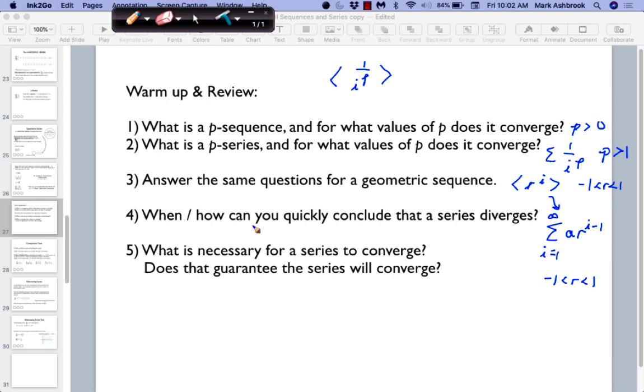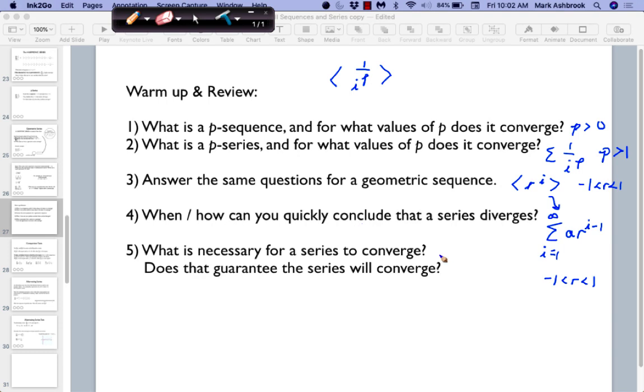Okay? How can you quickly conclude that a series diverges? This is what we talked about last time. Using the divergence theorem. If the sequence converges to a non-zero number or the sequence diverges, then we're done with this series. It diverges. And then what is necessary for a series to converge?